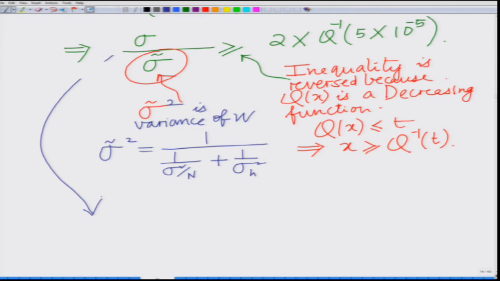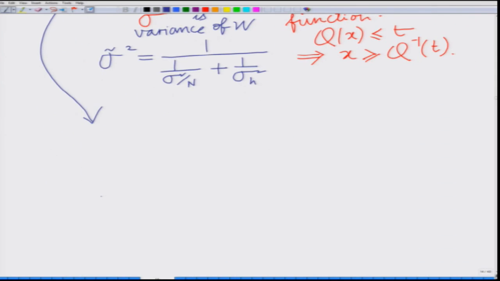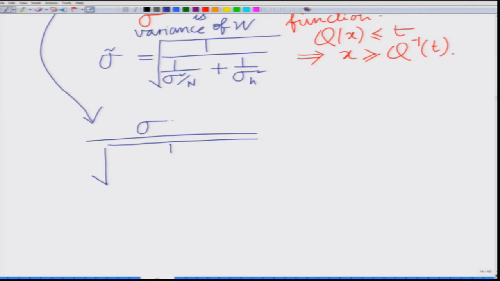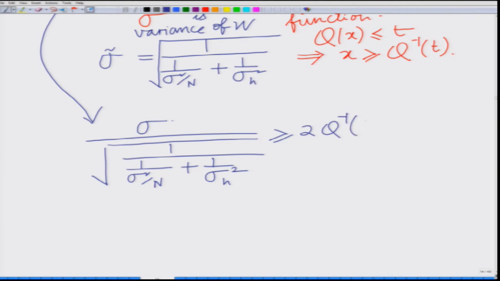So, what does this imply? Basically, this implies sigma divided by sigma tilde, where sigma tilde square equals this, which means sigma tilde naturally equals the square root of this, 1 over square root of 1 over sigma square by n plus 1 over sigma h square. This has to be greater than or equal to twice Q inverse of 5 into 10 to the power of minus 5.